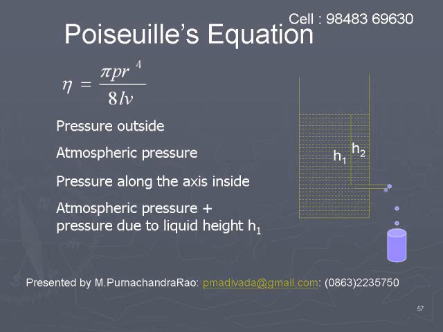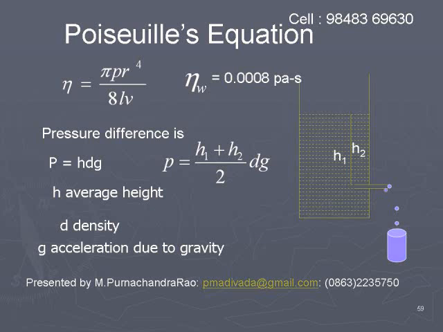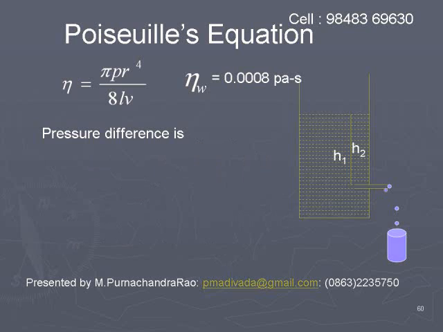Atmospheric pressure acts over the surface of the liquid, and the column of the liquid above the axis of the capillary tube also applies pressure. So, the pressure across the cross section of the capillary tube is the sum of these two pressures: one due to atmospheric pressure, the other due to the liquid column.